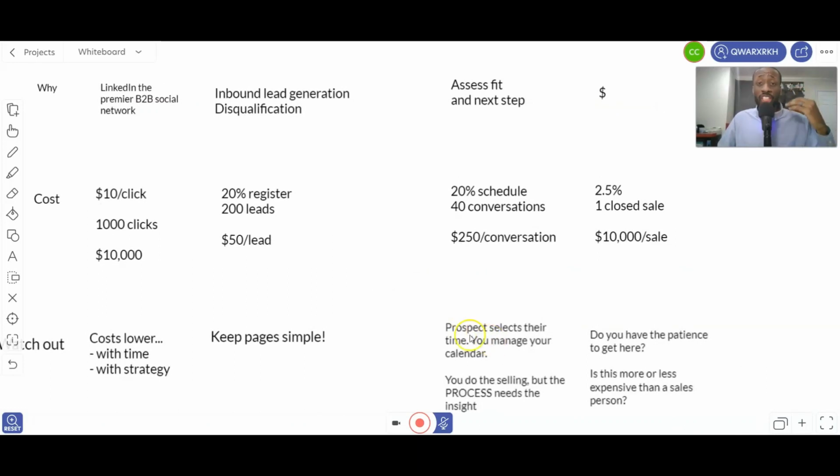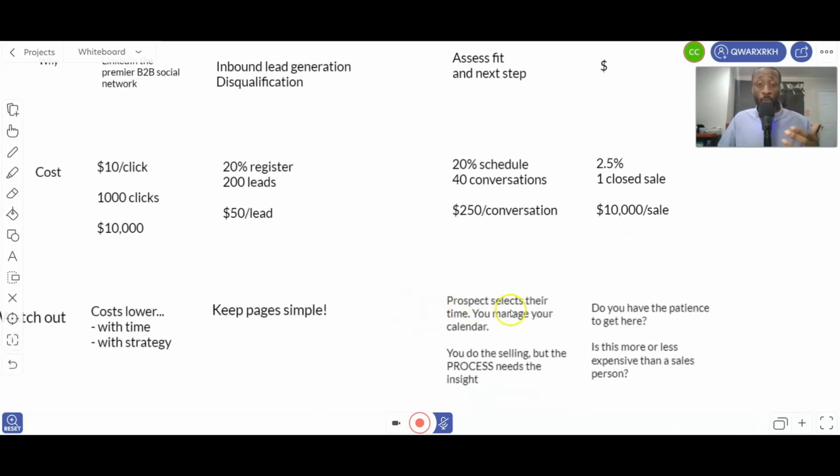So the prospect is going to set time on your calendar. This person who wants to talk to you, they're going to set time on your calendar. So now you can manage your calendar effectively, right? You can set some boundaries on when someone can book time or not book time, and so you're always available when someone books time because you set those boundaries. So there's some tools you can use, some scheduling software that you can use to manage your calendar.